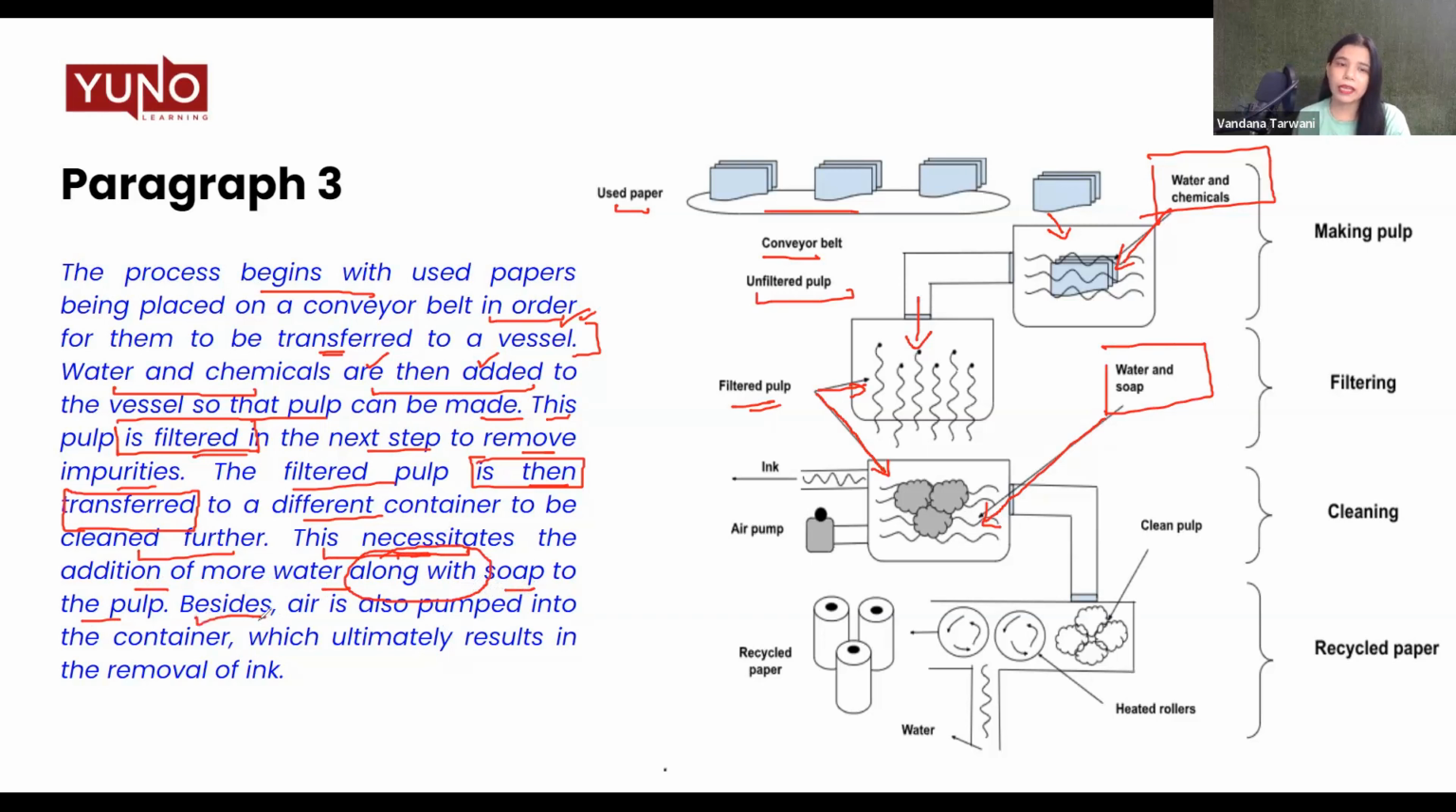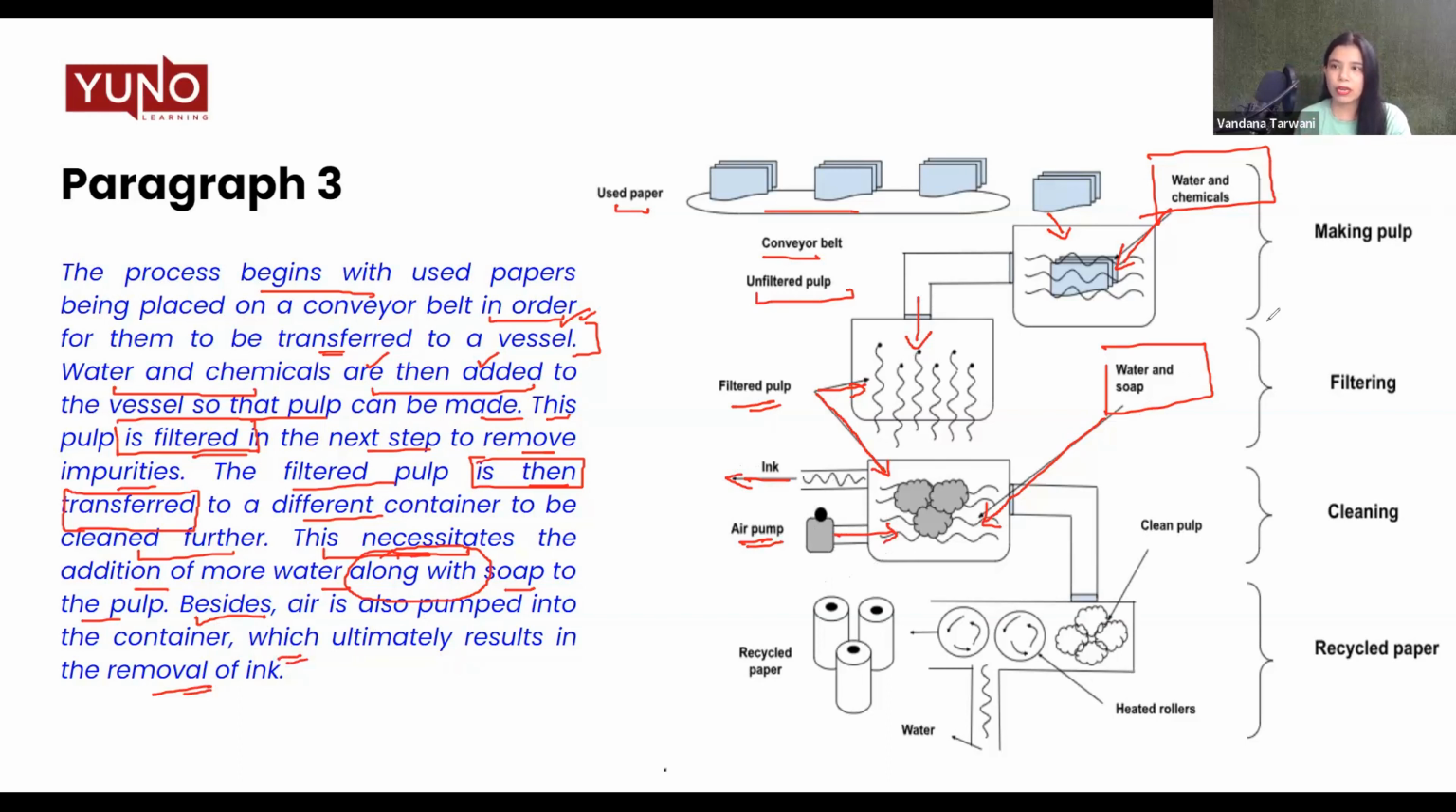Besides. Now, besides is also your linker. It means also or in addition to. Besides, air is also pumped into the container. So if you see this air pump, it is being pumped into the container, which ultimately results in the removal of ink. So this ink, we have got this outward arrow, which is telling us that by adding water and soap and pumping some air, the ink is removed. That is how it is cleaned further after the filtering step is done.